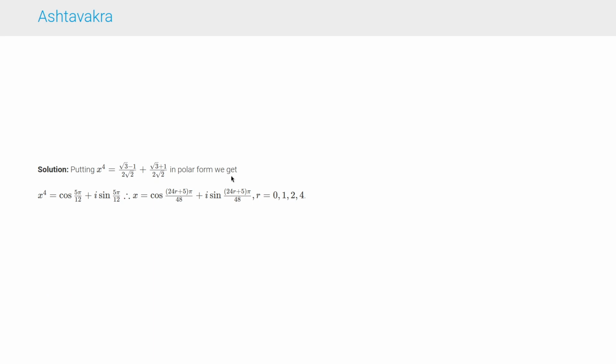In polar form, we write it in polar form. So x to the power 4 is equal to cos 5 pi by 12 plus i sine 5 pi by 12. So from this, we find x as cos (24r plus 5) into pi by 48 plus i sine (24r plus 5) pi by 48, where r is 0, 1, 2, 3 and so on.